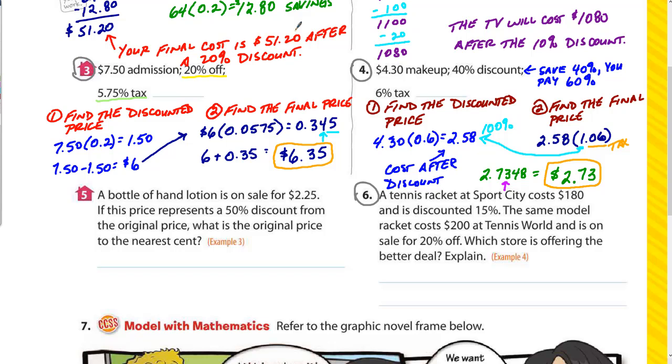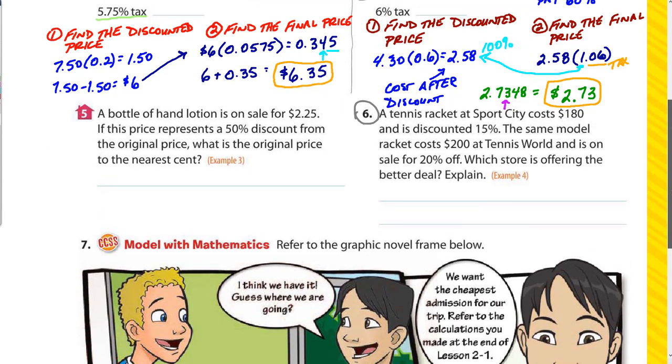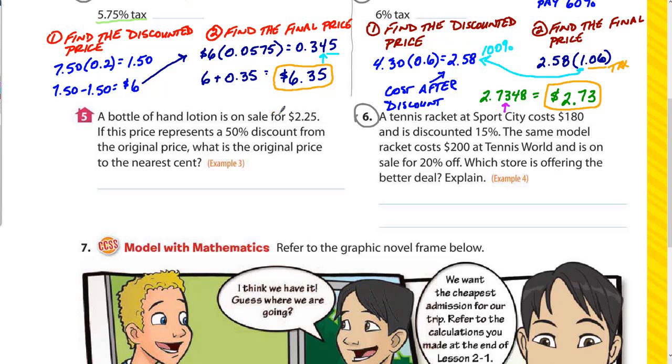All right. We are going to go down and check out buying hand lotion. The lotion is on sale for $2.25. The price is a 50% discount from the original price. What was the original price to the nearest cent? So we can take this $2.25 and treat it just like we've been doing percentages. That's the part. What part is that? That is the 50% part. How much is the whole? How much is the 100% part?